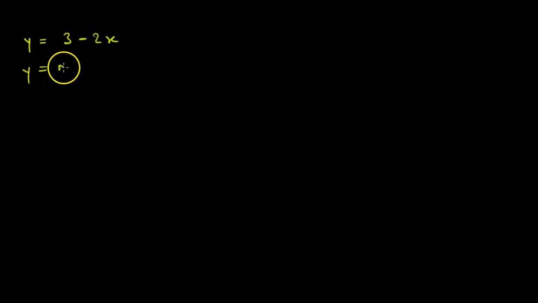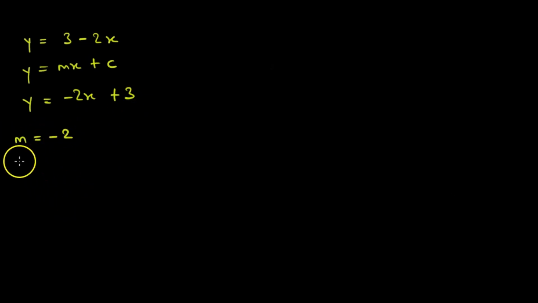Inoti y is equal to mx plus c. Kureva kuti inoite takuinyora iri y is equal to minus 2x plus 3. And from this, we find out kuti our gradient is equal to minus 2 and c is equal to 3.